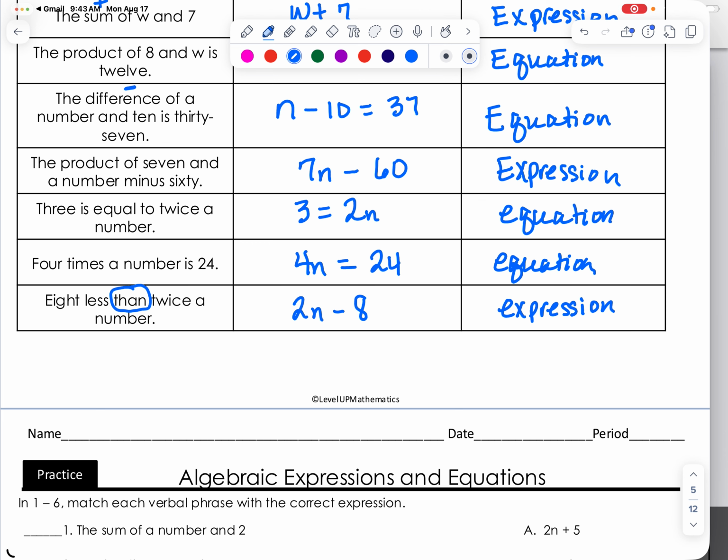And that concludes today's lesson, Algebraic Expressions and Equations.